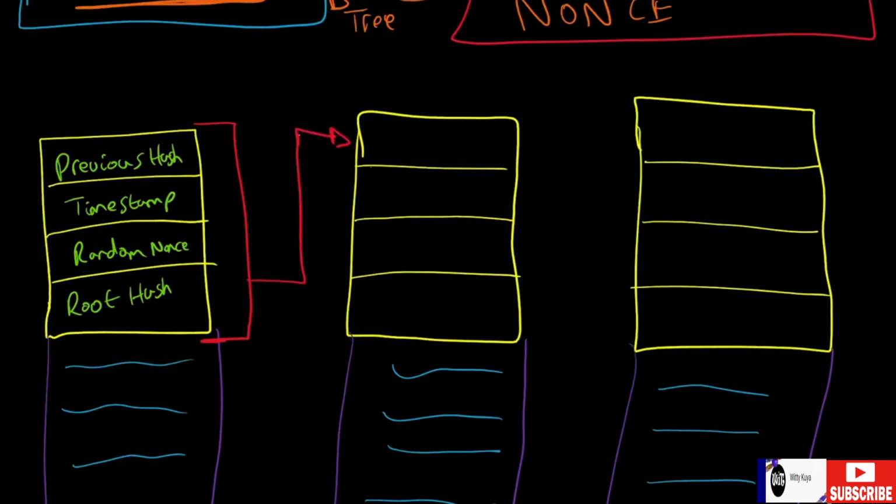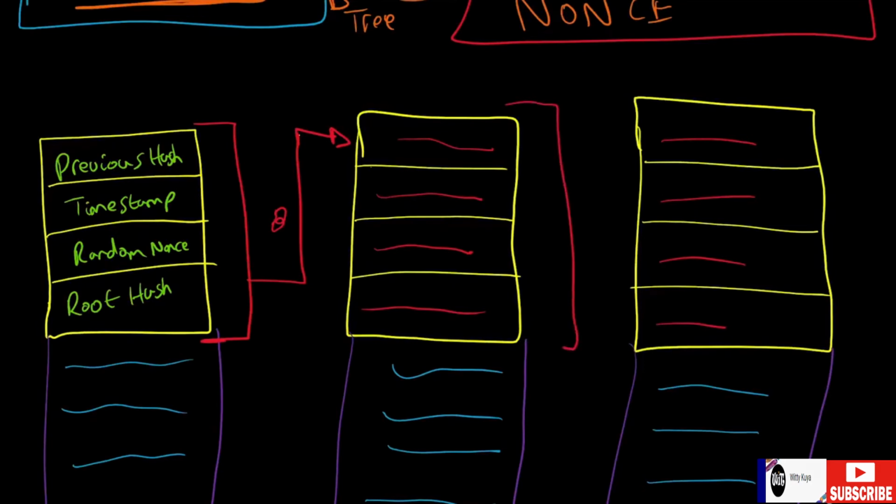You can think of this as a chain. I'll try to draw a chain here. So when blocks are chained together, that's how blockchain gets its name, blockchain. So we have the previous hash here, we have the timestamp, the random nonce, the root hash. It's the same thing for this one. And again, the entire block's hash forms the previous hash. So that is the structure of a block.